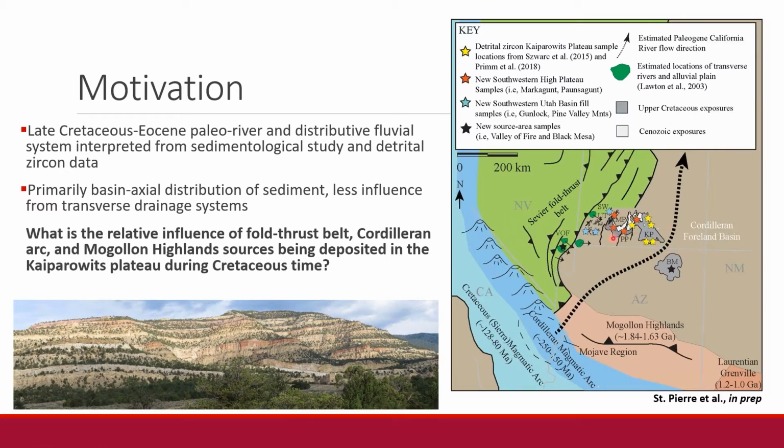You can see it. So Kaiparowits Plateau here in southern Utah. And these strata are part of a prograding clastic wedge sequence that transitions up section from a dominantly fluvial system to a fluvial and shallow marine system. And many other students before me have collected a large amount of data from this area, sedimentological evidence, facies correlations, paleocurrents, and also a lot of detrital zircon uranium lead geochronology data.